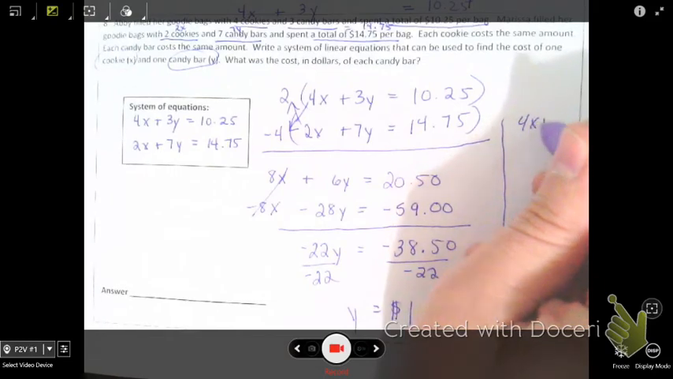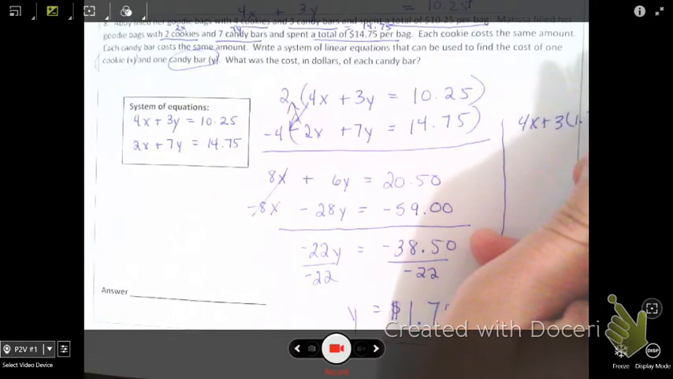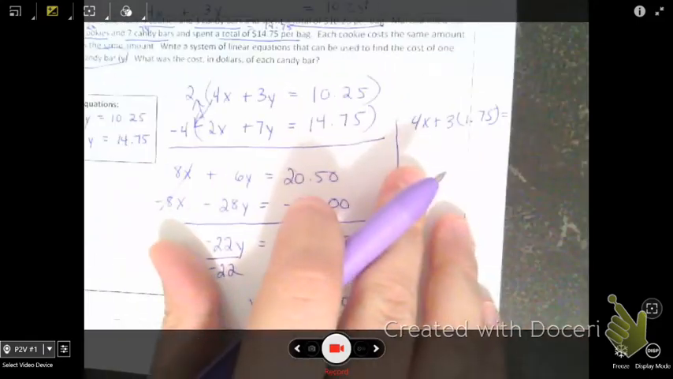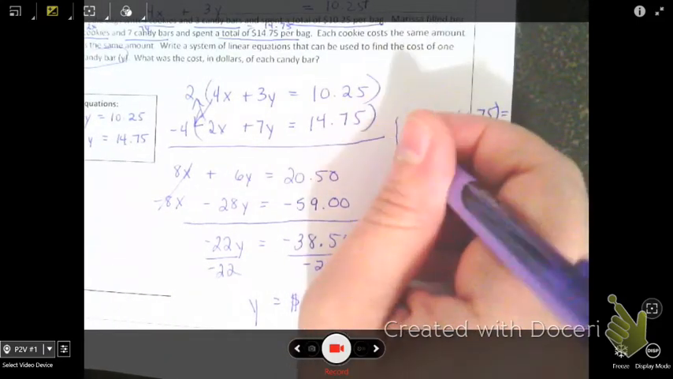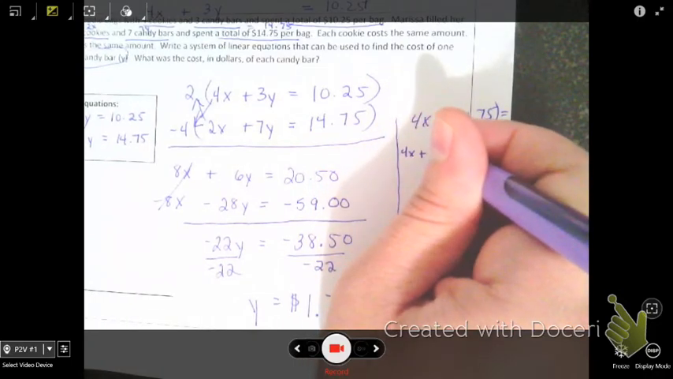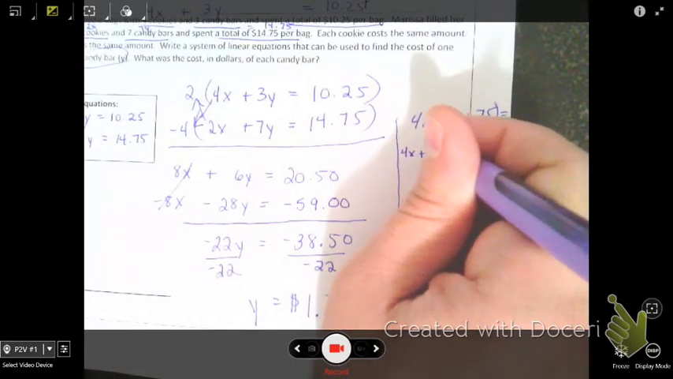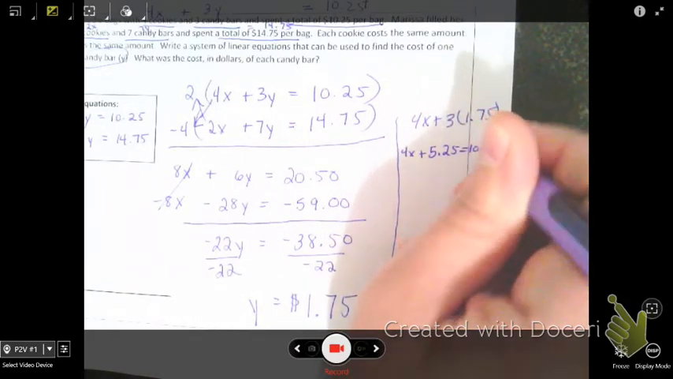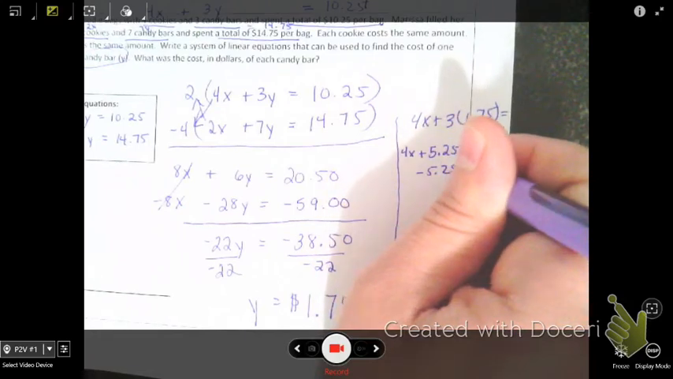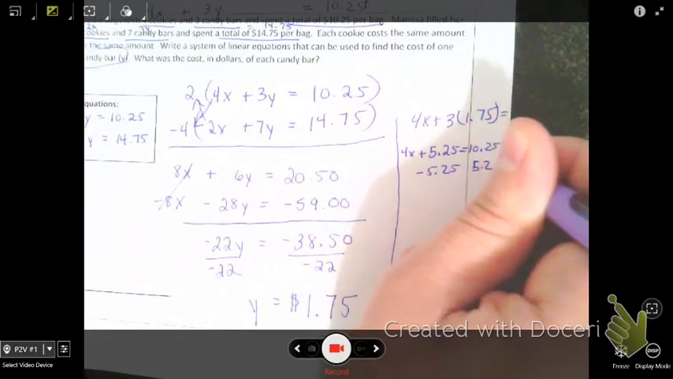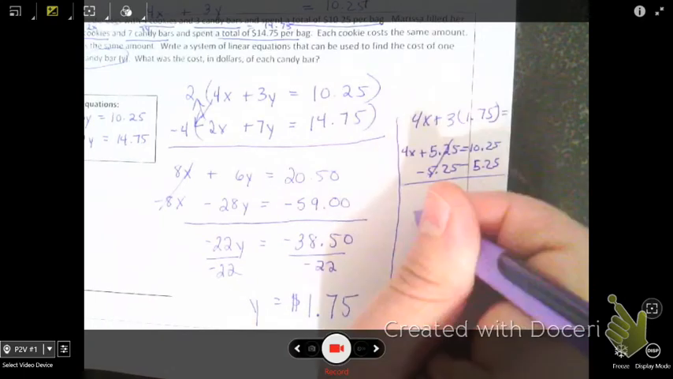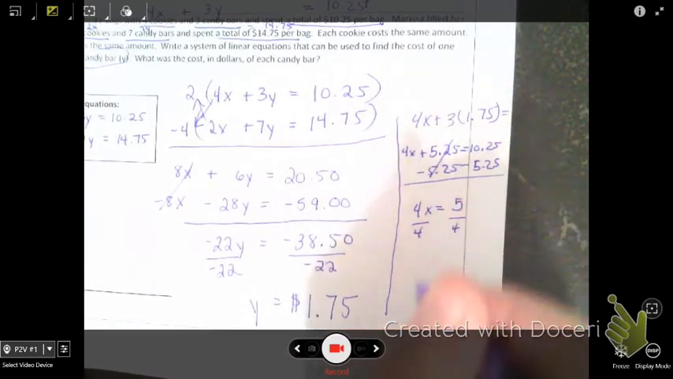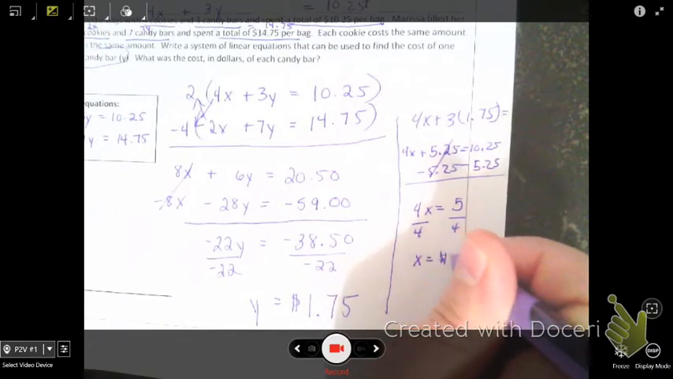4X plus 3 times 1.75 is equal to 10.25. Okay, now I'm running out of space over here, so I'm going to rewrite that real quick. 4X plus 5.25 is equal to 10.25. Subtract both sides by $5.25. 4X is equal to 5. Divide by 4. X is equal to $1.25.